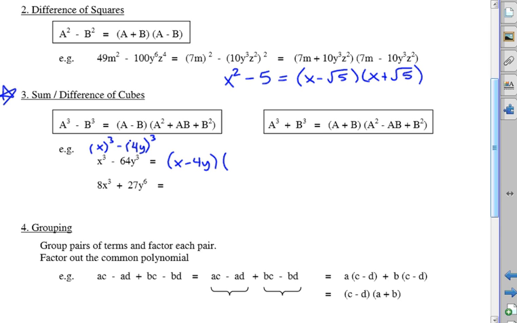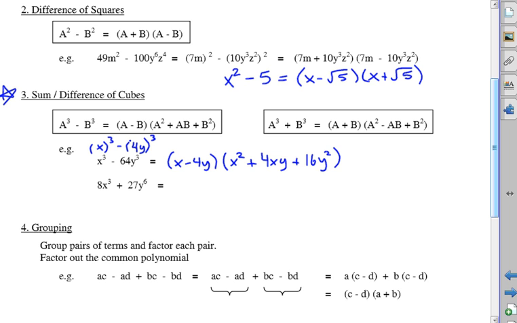times a squared becomes x squared plus a times b, 4xy, and then plus b squared, so 4y squared becomes 16y squared. Yeah, easy? It's really just plugging it into a formula.